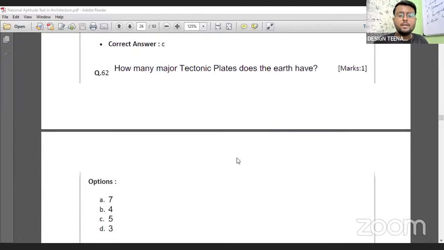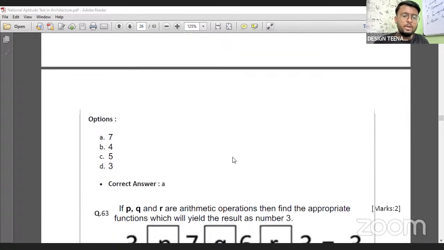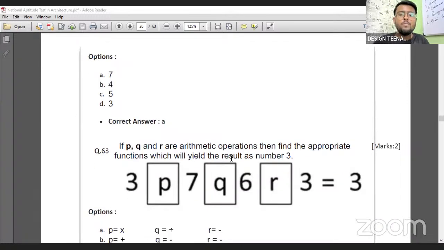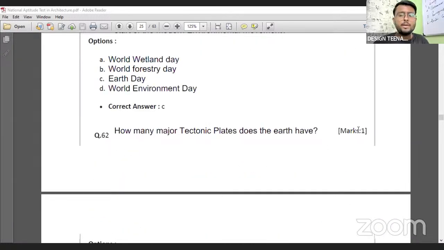7, 4, 5, 3. How many? 7. Absolutely right. 7 is the right answer. So now we move on and see till question number 62.